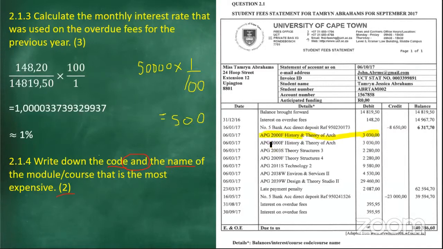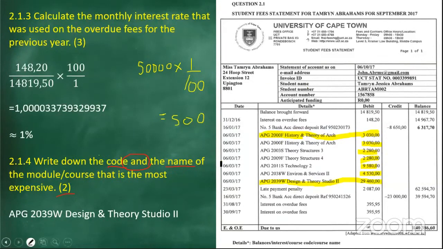APG, we're taught it's 3,000. The other one is also 3,030, 2,200, 2,280. Which one is the most expensive? The most expensive is this one here, the last one here, going at 29,460 rands. APG 2039W Design and Theory Studio 2. That cost is 29,460. Imagine that. That is very expensive. So that is the most expensive cost there.